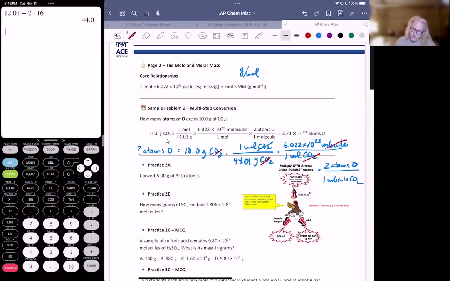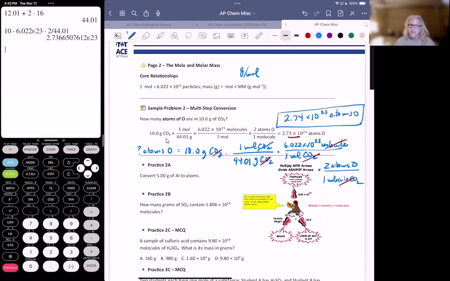So that's our whole dimensional analysis process. We're going to multiply all the numerators together and divide by all the denominators. So it's 10 times 6.022 times 10 to the 23rd times 2, it's 2 atoms per molecule, divided by 44.01. My rounding here is a little bit different, it's 2.74 times 10 to the 23rd atoms of oxygen. Any questions about that?